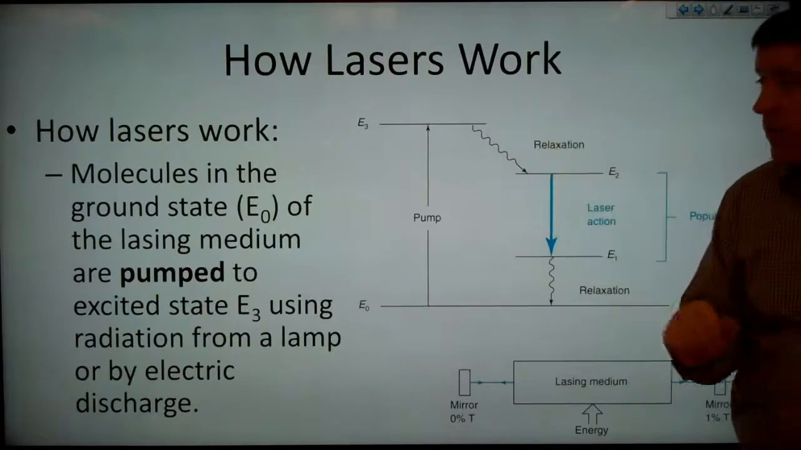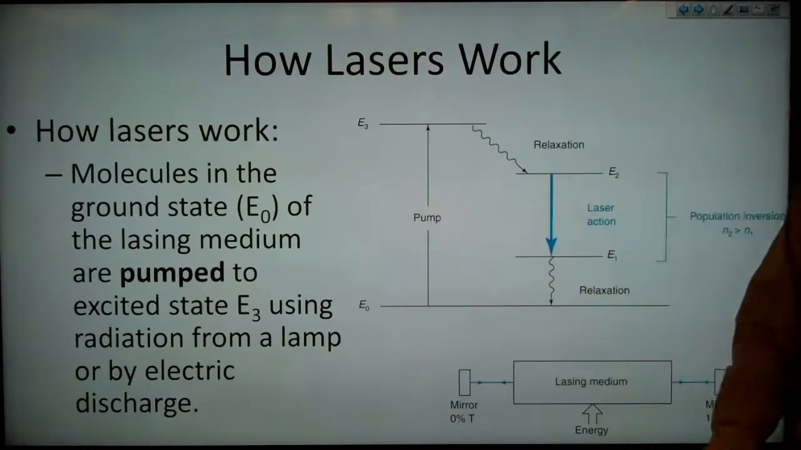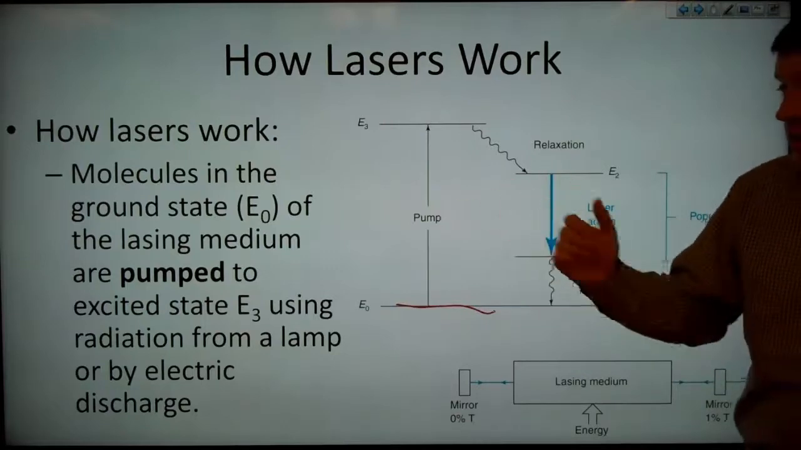So now let's look at how lasers work. We have molecules in the ground state E0, those are down here, of our lasing medium.